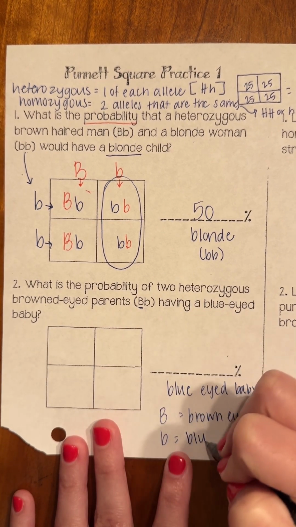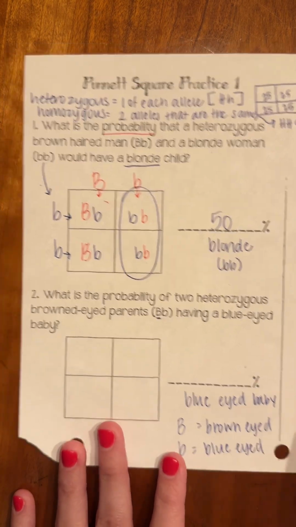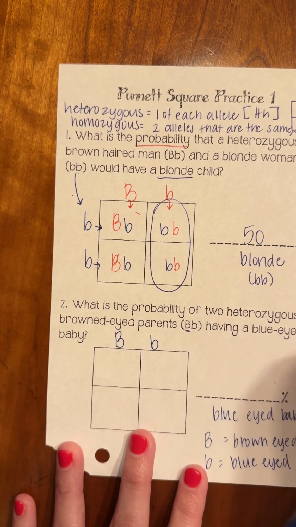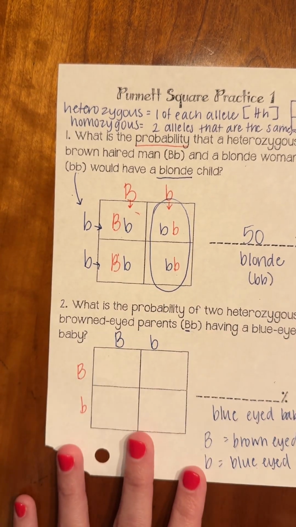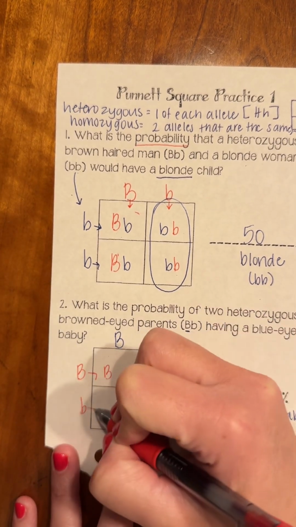However, they also have this blue-eyed gene, okay? So same thing. One parent has capital B lowercase b. The other parent has capital B lowercase b. And same thing, these are just going to go straight across.